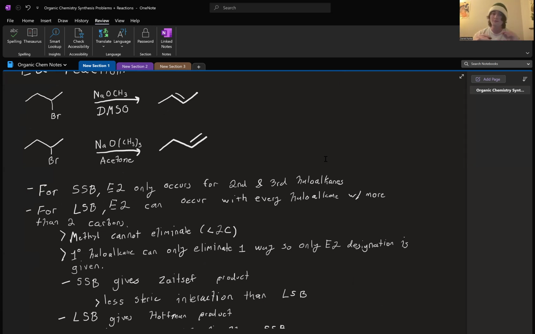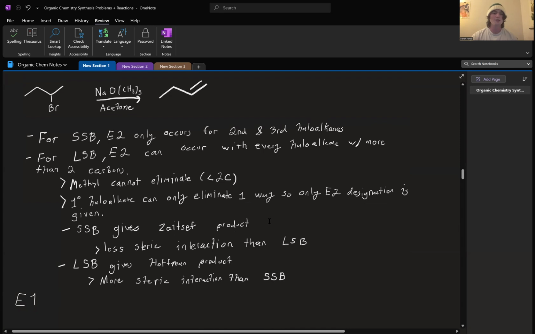The double bond is going to form with the more substituted carbon. And then for a large strong base, elimination can occur with every single haloalkane with more than two carbons, so that basically just excludes methyl. Primary can do elimination, but we don't give it a Zaitsev or Hofmann distinction because it can only eliminate in one direction. So it's immediately just E2. There's no distinction other than that. And then secondary and tertiary both give Hofmann.